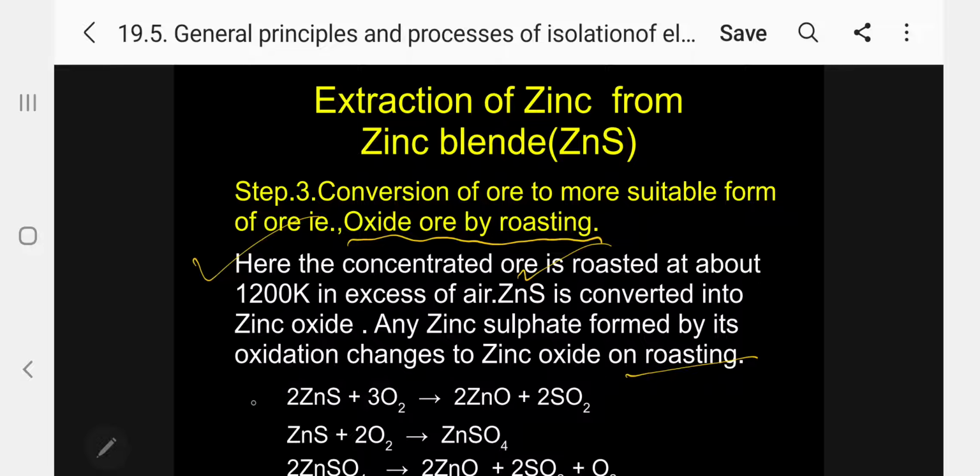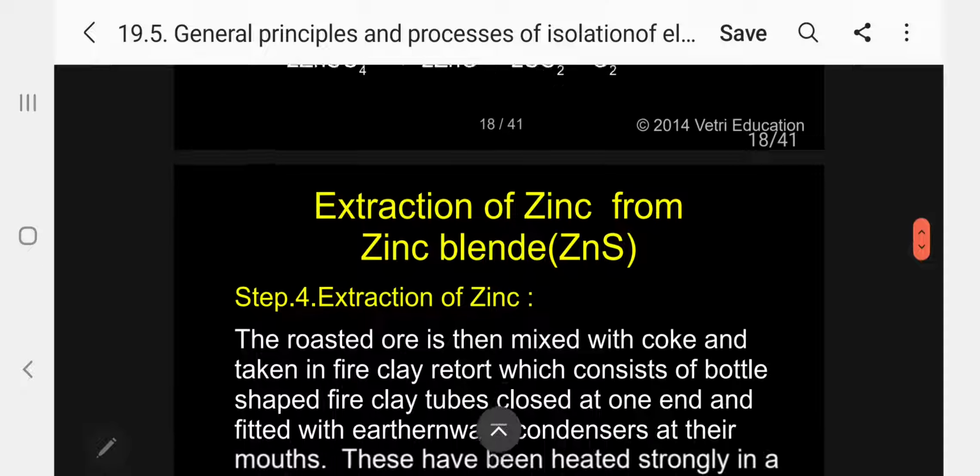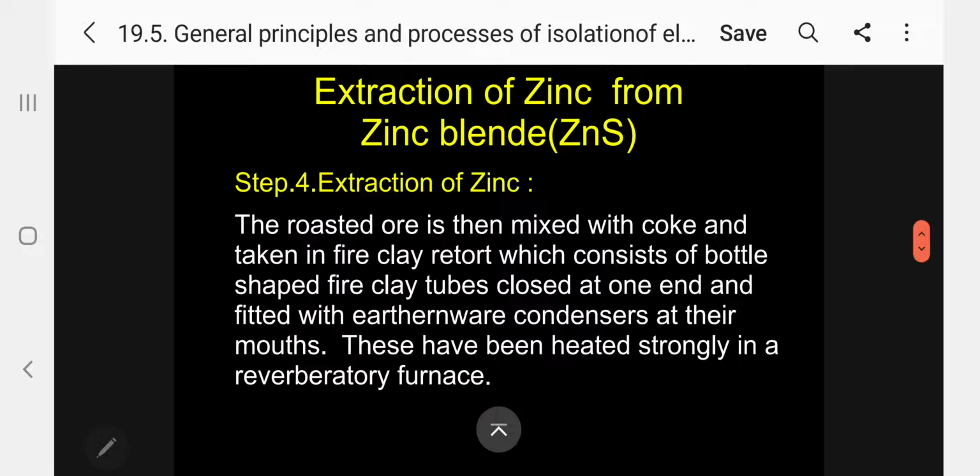Kindly follow. So, zinc sulfide, when heated with oxygen, is converted into zinc oxide and sulfur dioxide gas, which escapes out. Suppose on excess heating, zinc sulfate may be formed. But this zinc sulfate, when heated again, is converted into zinc oxide, sulfur dioxide, and oxygen. So finally we get only zinc oxide. Kindly follow, that is the most suitable form.